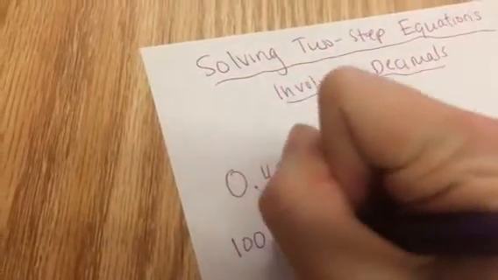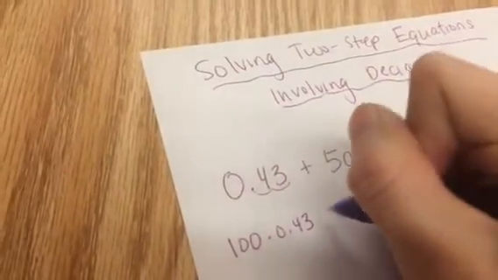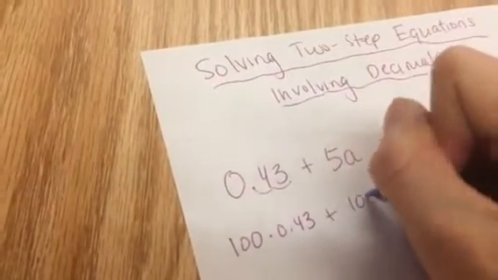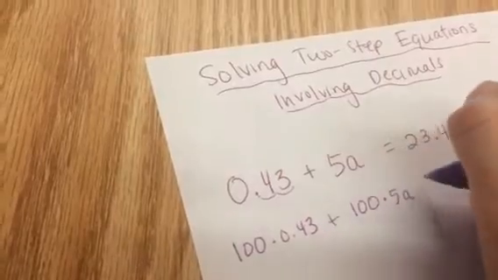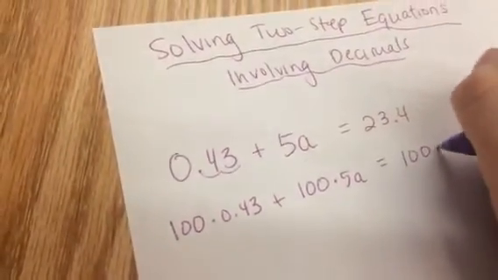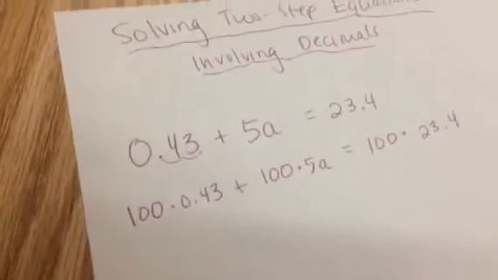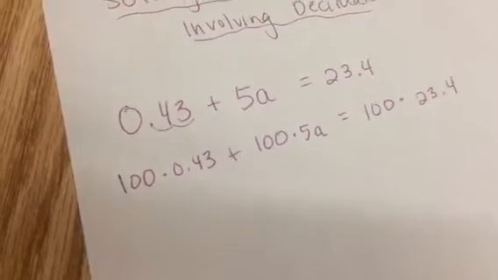So first I'm going to do 100 times 0.43 plus 100 times 5a equals 100 times 23.4. That way all my decimals are going to be eliminated. So now let me write it out.